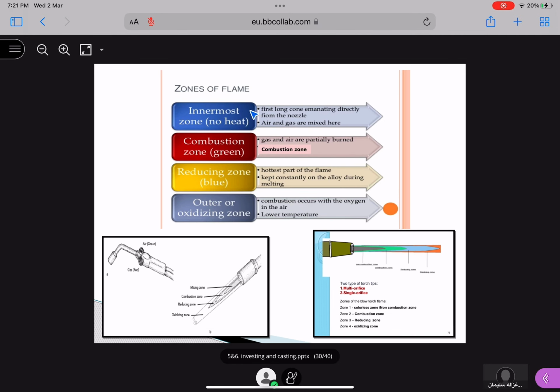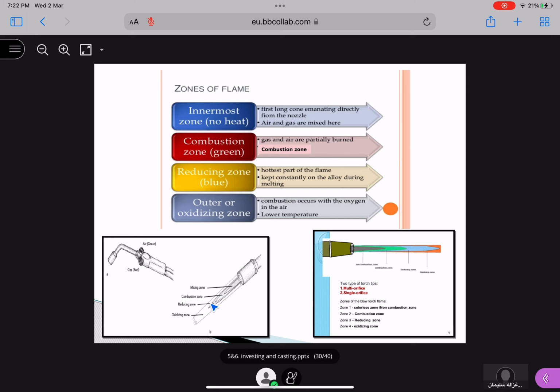And if you see why we are giving you the zones of flame, because when you are going to heat the alloy, you have to use this torch for the alloy. So there are zones of flame. There is the innermost, which is called the no heat area. This is the first long zone, emanating directly from the nozzle, and in this area, air and gas are mixing. Then there's another zone called the combustion zone, where the gas and air are partially burned.